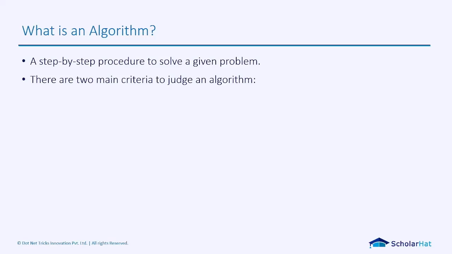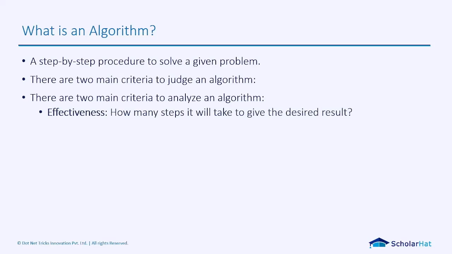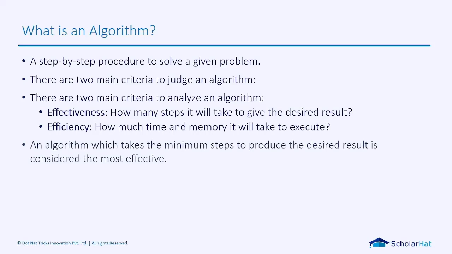There are two main criteria to judge an algorithm: effectiveness and efficiency. What do you mean by effectiveness? It is in how many steps you're going to get the desired result. That is effectiveness. And efficiency is how much time and memory you're going to take. That is what efficiency is.